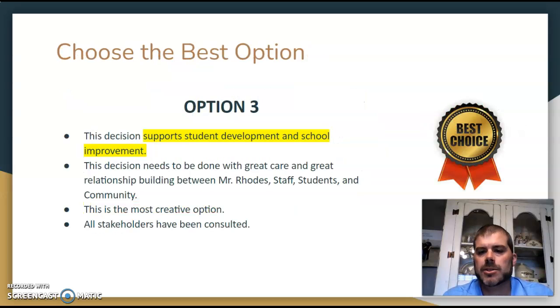Now we're going to take a look and choose the best option. What is our best option out of these three? I believe it is option three. Option three is the decision that supports student development and school improvement. This decision needs to be done with great care and great relationship building between Mr. Rhodes, staff, students, and community. I think this is the most creative option, and all stakeholders have been consulted.